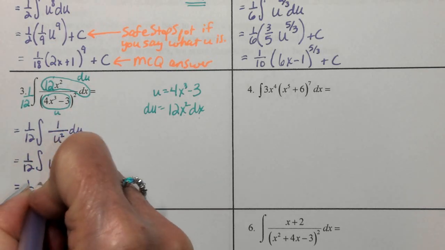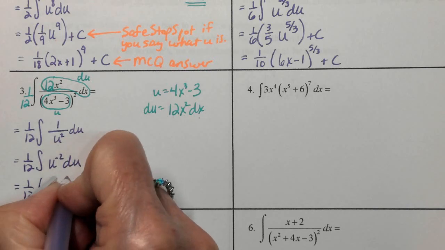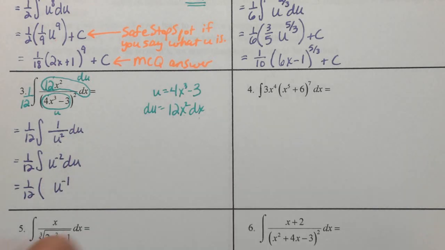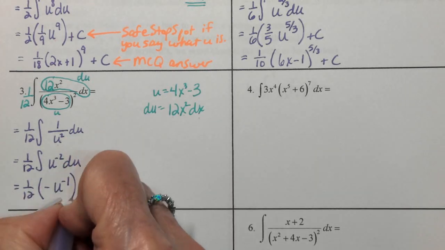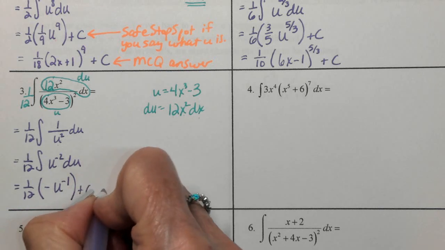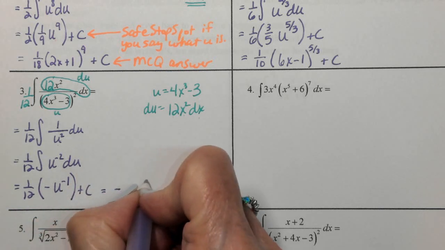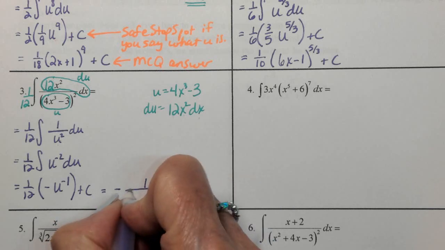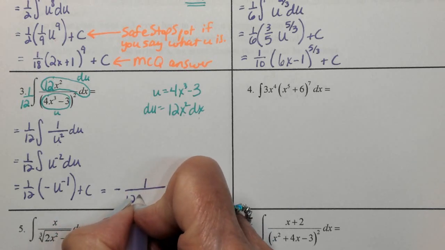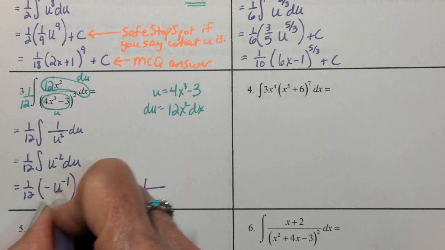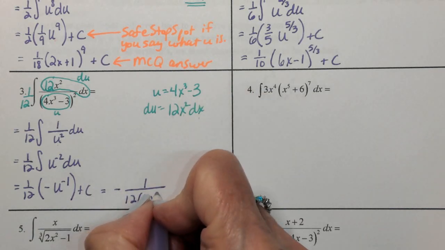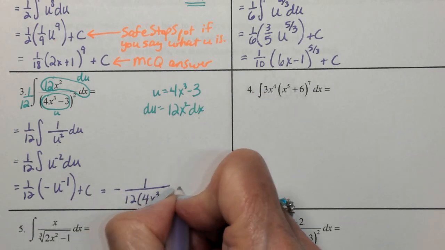And now we add 1 to the power and divide by our new power. It's going to make this negative. So that's going to be a negative 1/12 times u to the first, so 4x cubed minus 3, plus c.